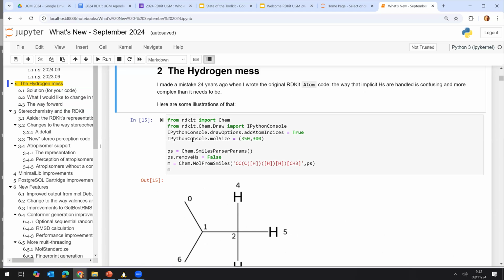24 years ago, when I wrote the original code for the RDKit atom, I made a mistake with the way implicit hydrogens were handled. If you've ever dealt with the RDKit atom API and you've seen that there's a function get num implicit hydrogens and get num explicit hydrogens, and were confused by what the difference between those are, particularly because a normal human being would think that an explicit hydrogen is a hydrogen that's actually in the molecule graph, so a hydrogen that's actually there, and an implicit hydrogen is a hydrogen that's not in the molecule graph. That's what a human being would think. That wasn't me 24 years ago. God only knows why.